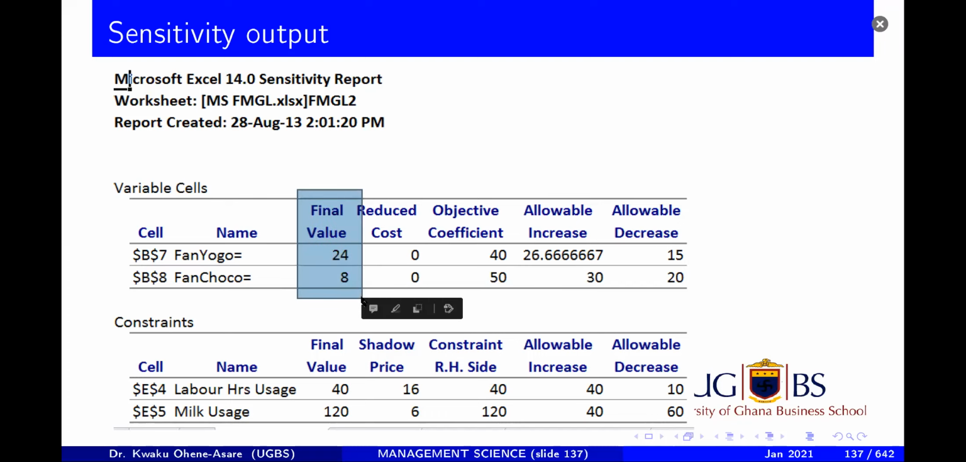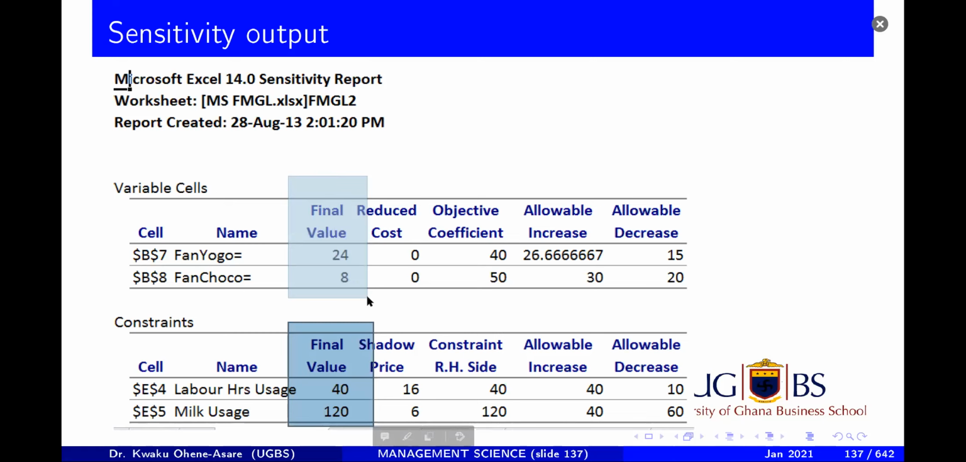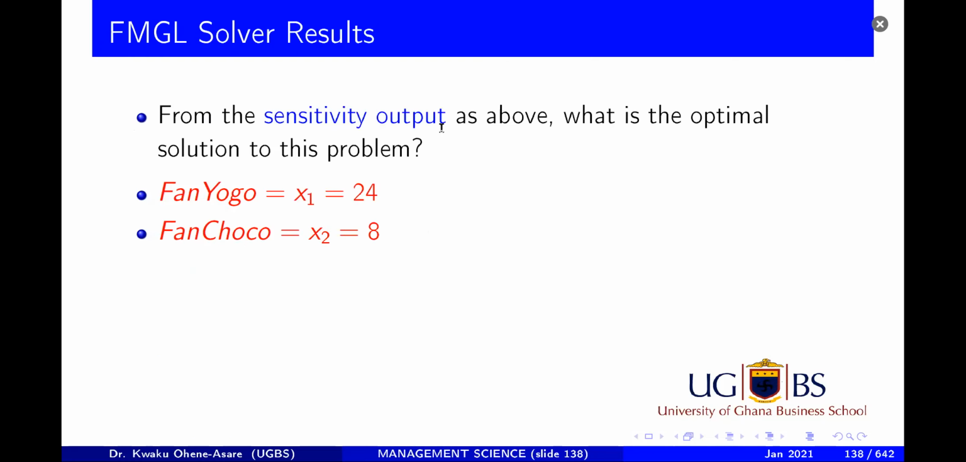The reason why you need to bring up the variable cells is because there is another final value at the constraint section. You realize that? So we are interested in the final value of the variable cells. That is the optimal solution. So you pick the values and tell it that the optimal solution to this problem is to produce 24 units of Fine Yogo and 8 units of Fine Chocolate. That's how you put it.